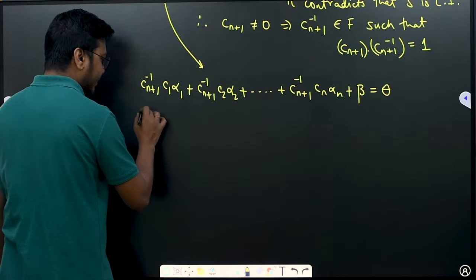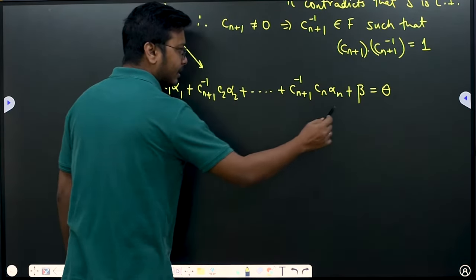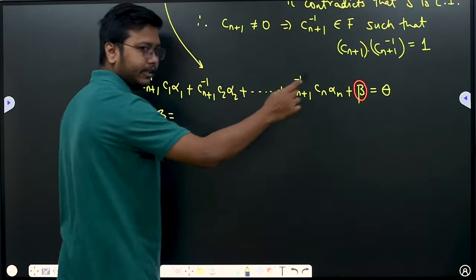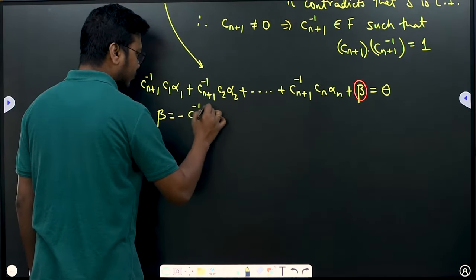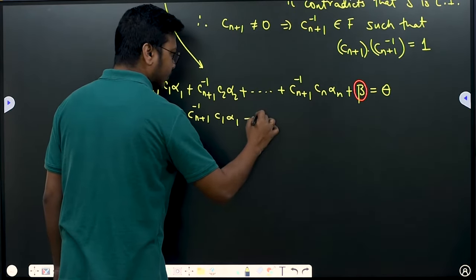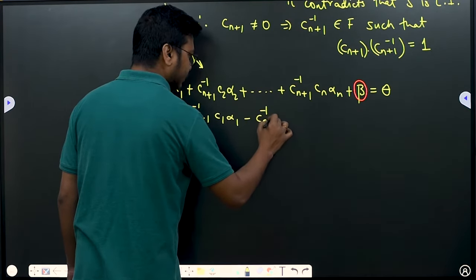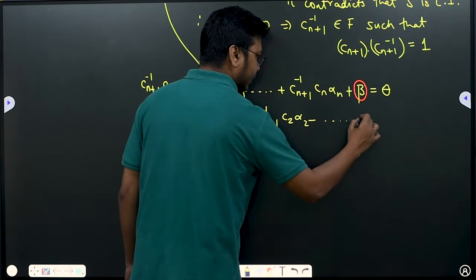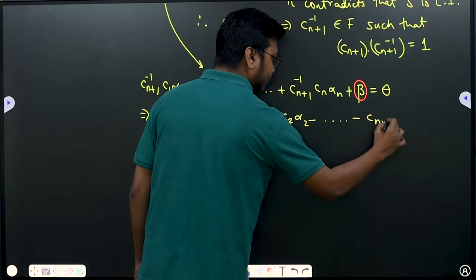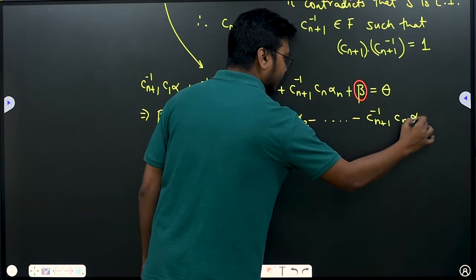Now let me keep beta on one side. I'm keeping beta on one side, and everything else I'm taking to the RHS. So minus Cn plus 1 inverse C1 alpha 1, minus Cn plus 1 inverse C2 alpha 2, and like this up till minus Cn plus 1 inverse Cn alpha n.